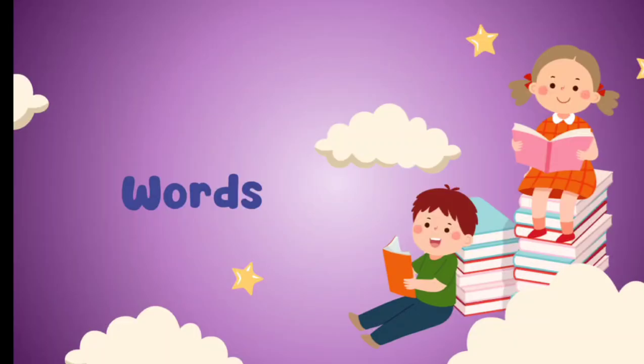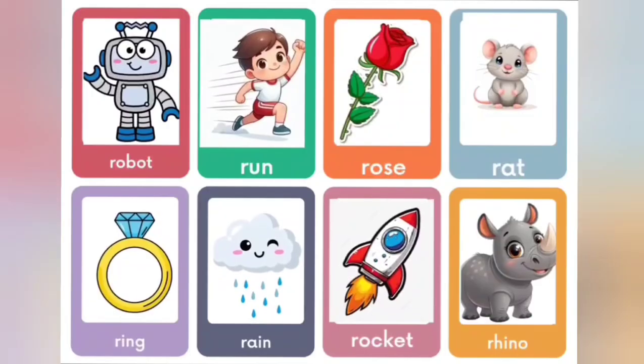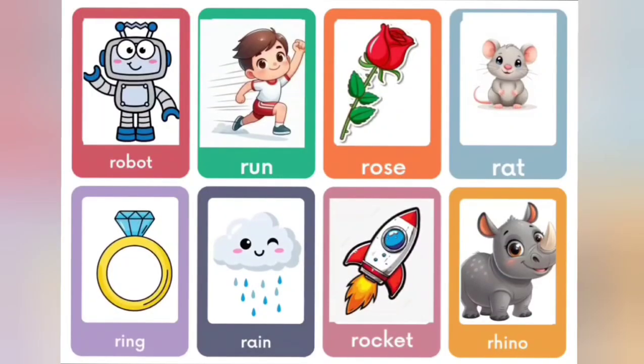Now let's learn some words for the sound together. We have robot, run, rose, rat, ring, rain, rocket, rhino.